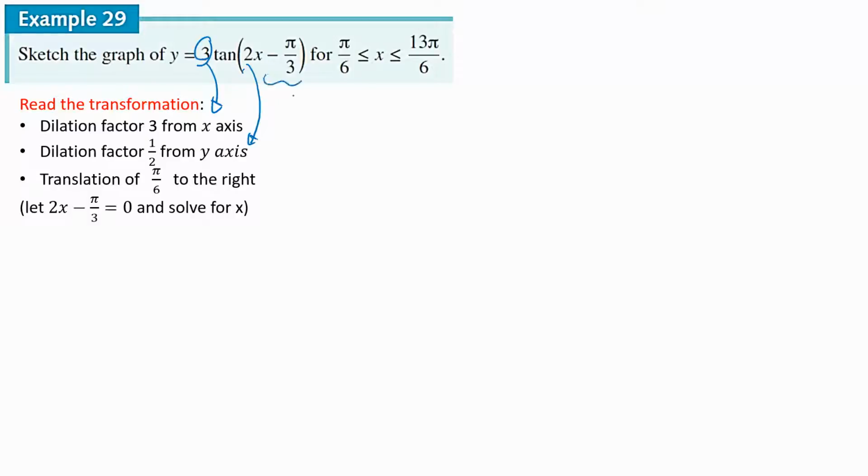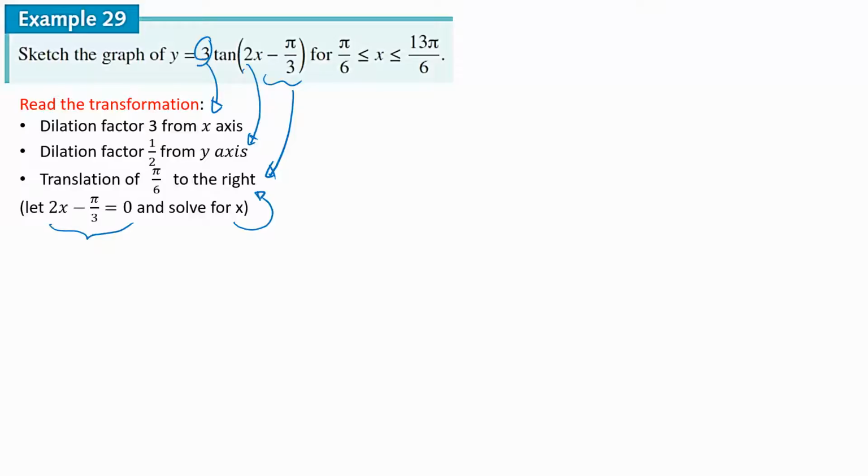If you solve for 2x minus pi on 3 equals 0, you'll find that it's moving to the right by pi on 6. And then I just wrote here so that you remember, if you let 2x minus pi on 3 equal 0, solve for x, that gives you pi on 6 to the right. So I read the transformations. I know it's thinner and it moves to the right. That also tells me immediately the first x-intercept: it was at 0, and I move it to the right by pi on 6. My first intercept is at pi on 6.